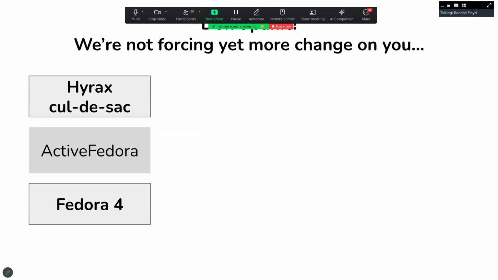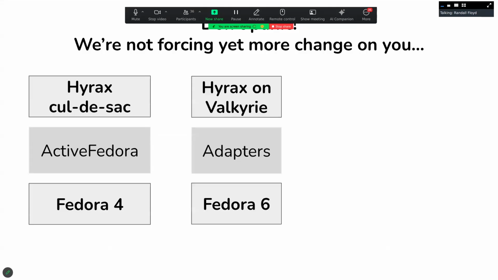So I want to be sure and also say to anybody who's a Hyrax adopter, to not panic and think, okay, we're forcing yet more change on you. Because when Nick from Notch 8 put this out into a conversation in Slack, there was the immediate reaction: well, this is yet more churn and change, and we have just gotten out of, or are about to get out of, the Hyrax cul-de-sac that we've been in. We chose to do this.